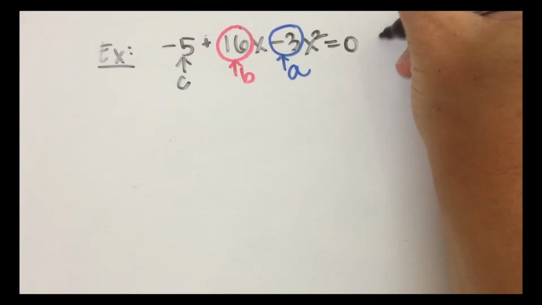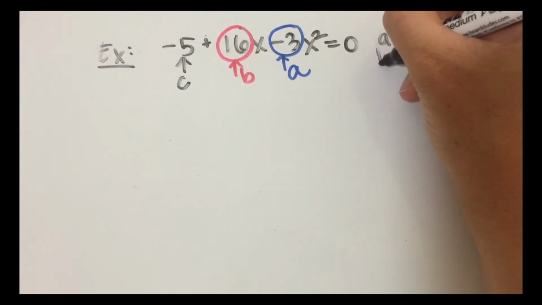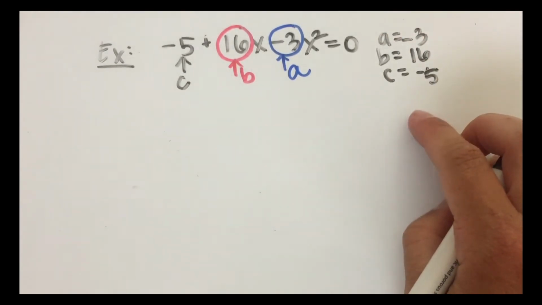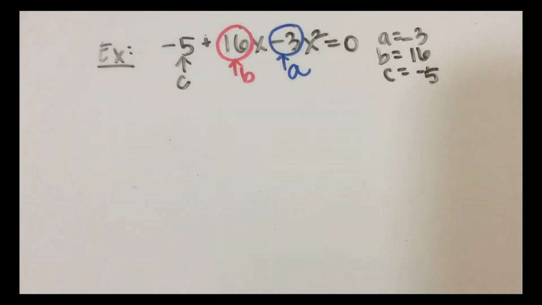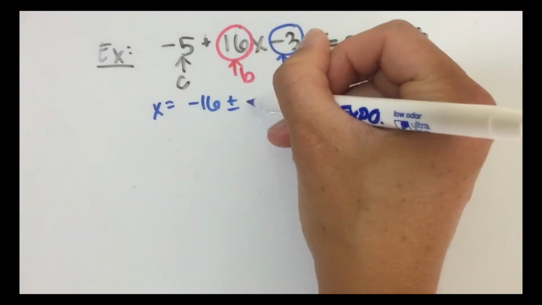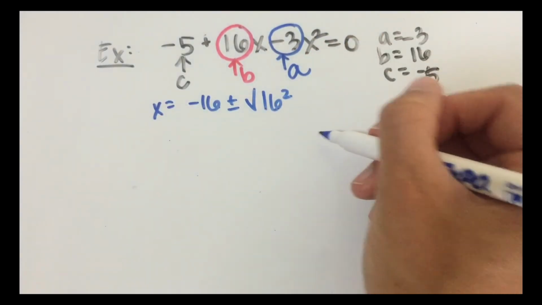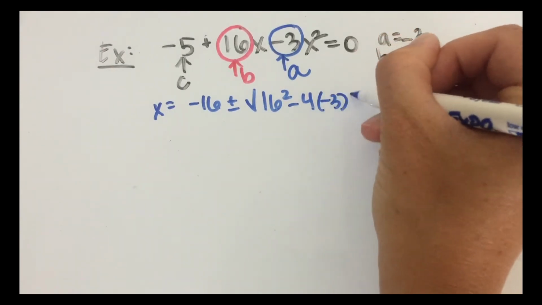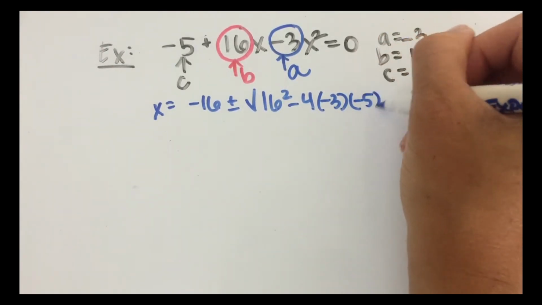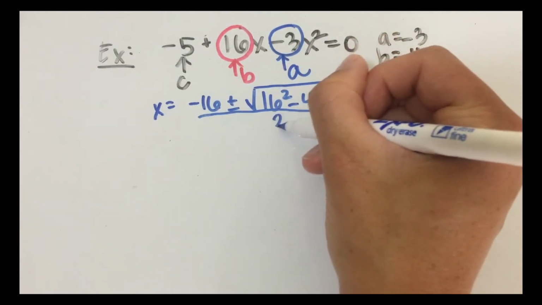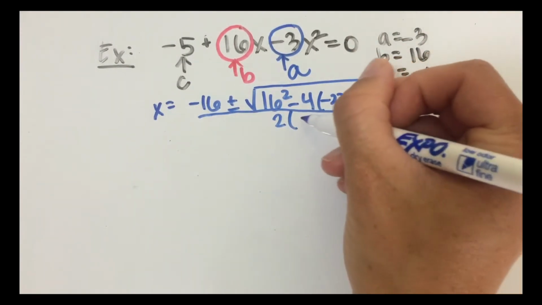So now I can write off to the side that our a equals negative 3, our b equals 16, and our c equals negative 5. So plugging these values into the equation we were given, we get x equals negative 16 plus or minus the square root of 16 squared minus 4 times ac, which is negative 3 times negative 5, divided by 2 times a. A is negative 3.